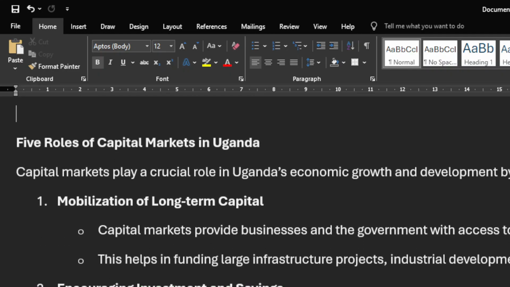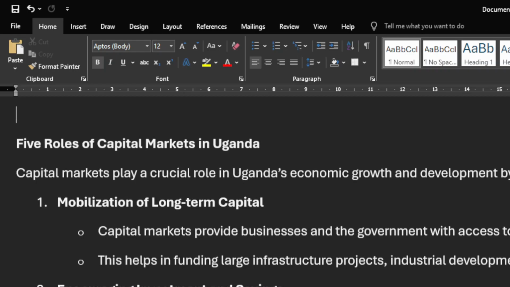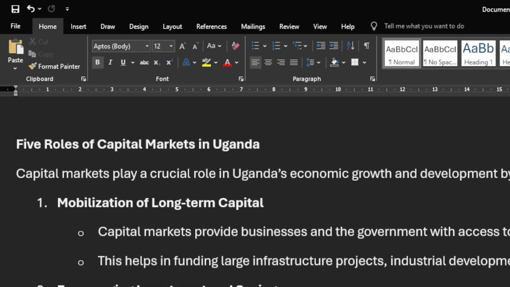3. Enhancing economic growth and development. Efficient capital markets ensure that financial resources are allocated to productive sectors such as agriculture, manufacturing, and other services. This leads to job creation, industrialization, and overall economic development in Uganda. That is, enhancing economic growth and development.